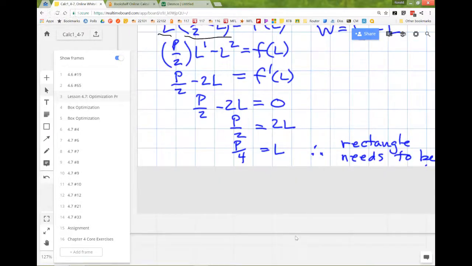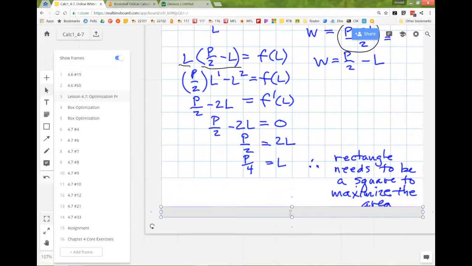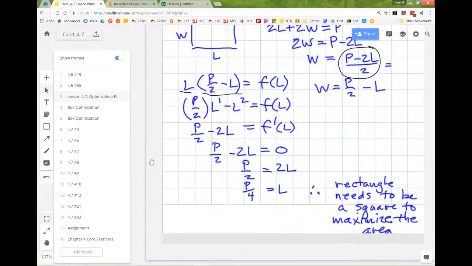So what does that tell you? I mean, if the length is the perimeter divided by 4, if the length is 1/4 of the way around the square, doesn't that tell you it needs to be a square? So here we are back to a square again. Okay? So P over 4 is exactly the length you need. And of course, if that's the length, the width has to be P over 4 too.